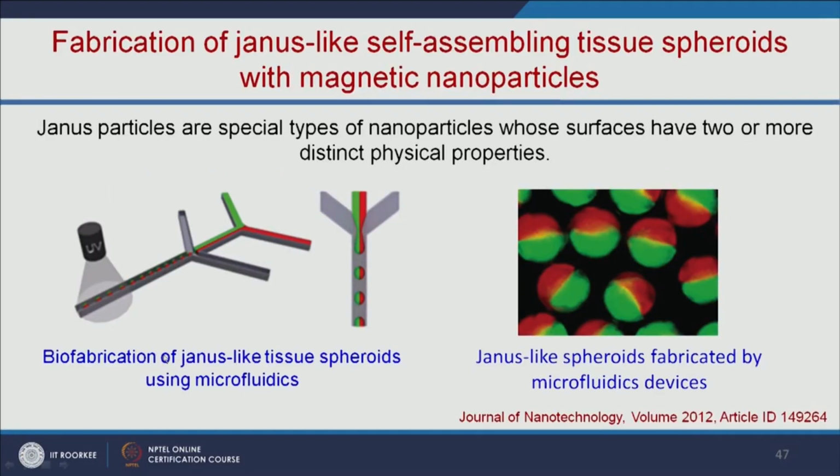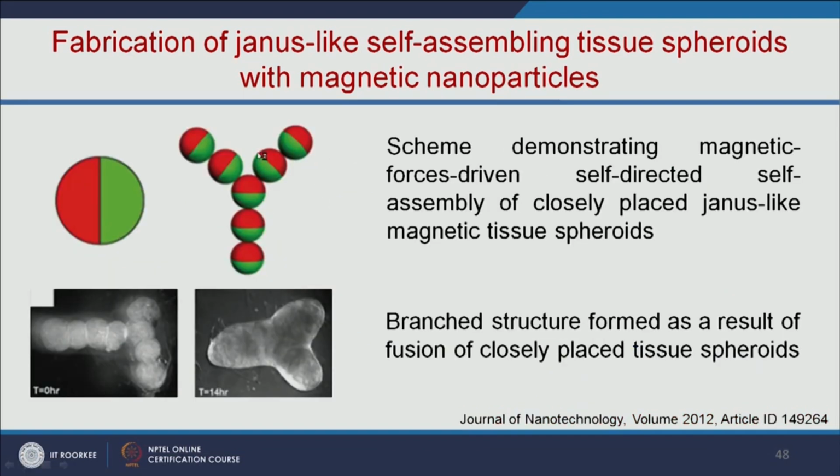So here we can biofabricate the Janus-like tissue spheroids using microfluidics. Janus particles are a special type of nanoparticles whose surface has two or more distinct physical properties. In this case, Janus-like spheroids, which are clumps of cells, also have magnetic properties. Using these magnetic properties, we can assemble them using an external magnetic field.